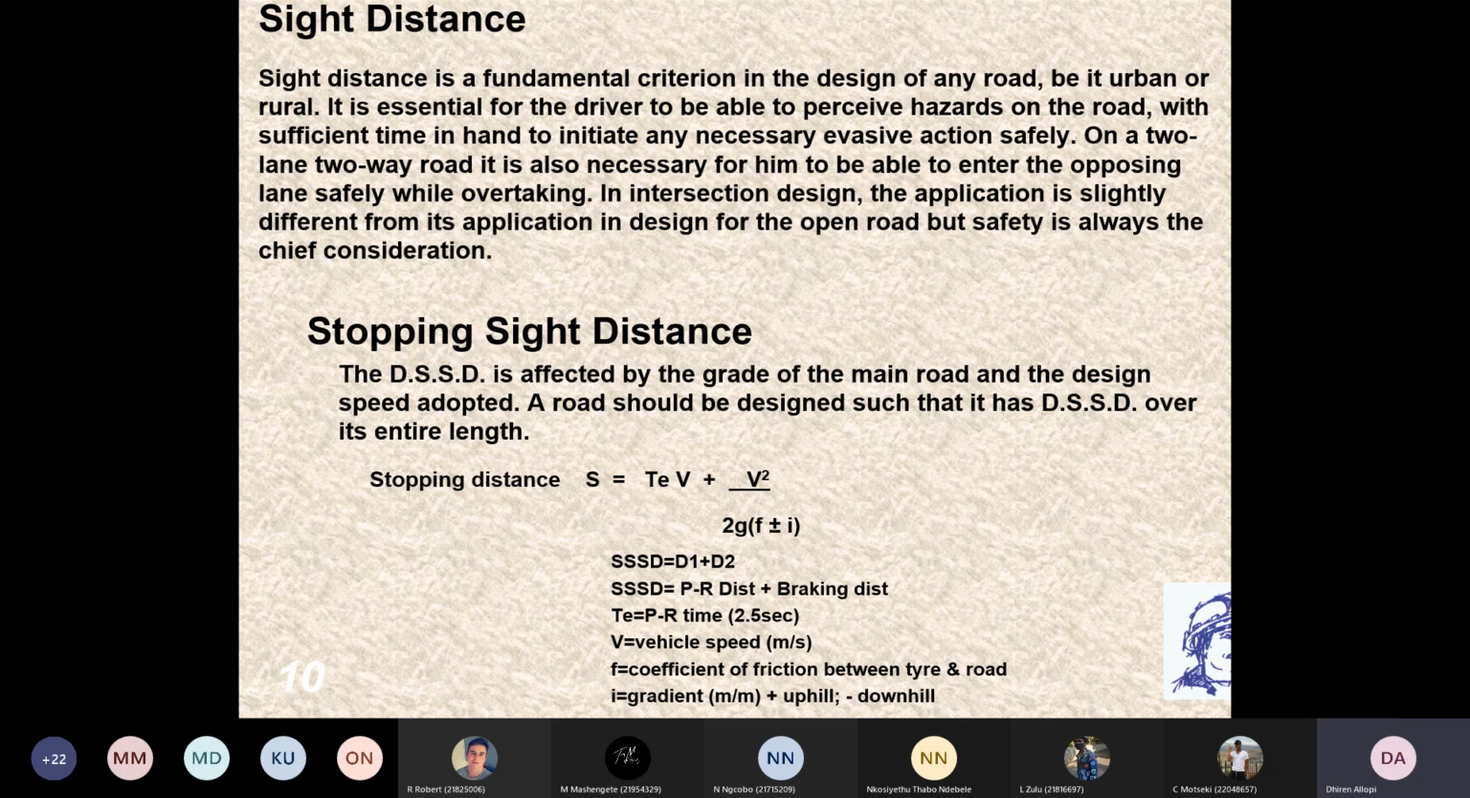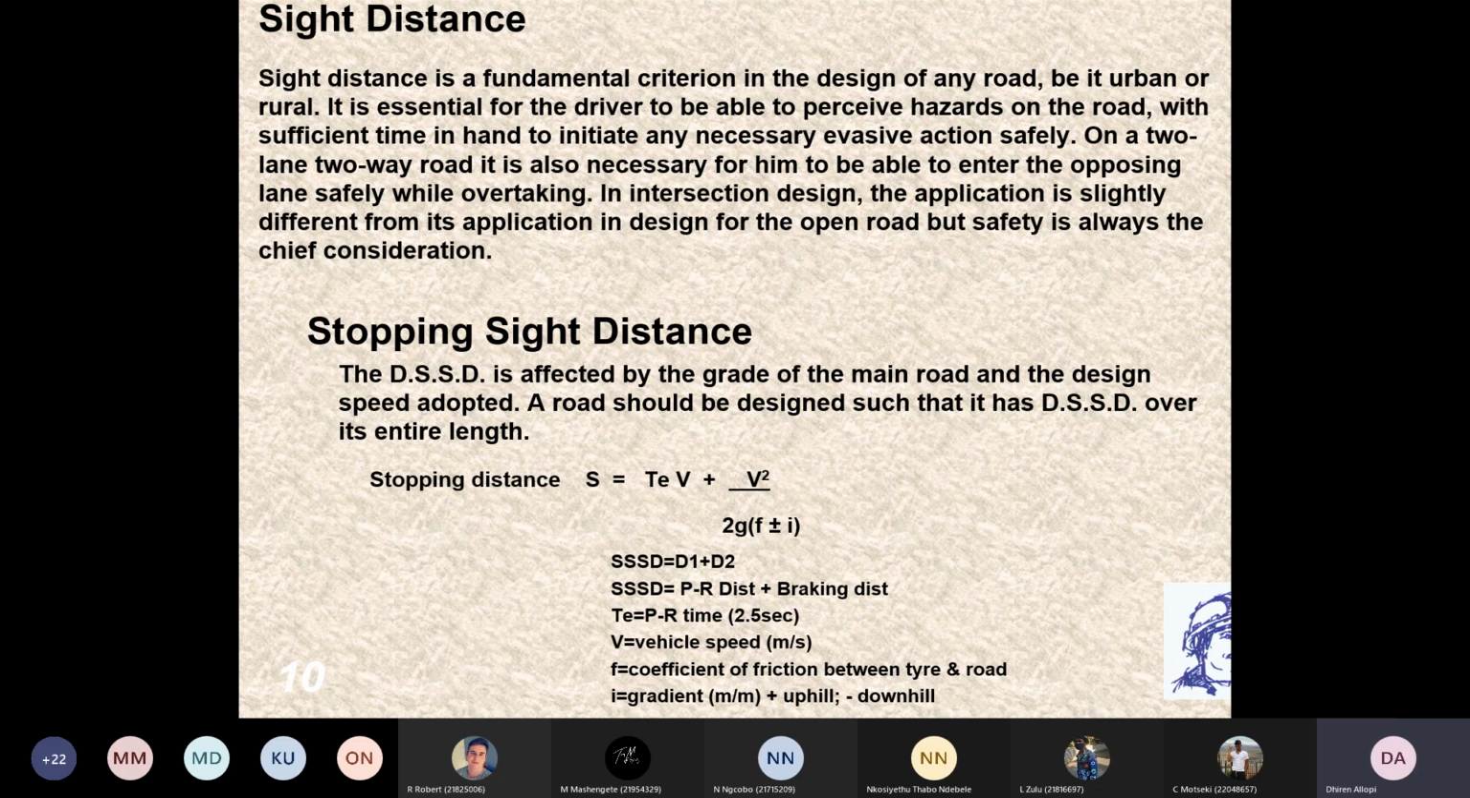And then you step on your brake pedal, and your vehicle does not stop immediately, irrespective of how good tires you have, whether it's an ABS braking system or whether you have Pirelli tires or Michelin tires. The vehicle will still travel a further distance, D2, before it comes to a standstill. Your braking distance, D2, is based on the design speed, on the gravitational acceleration, which is a constant, and on the frictional coefficient between the tire and the road surface.